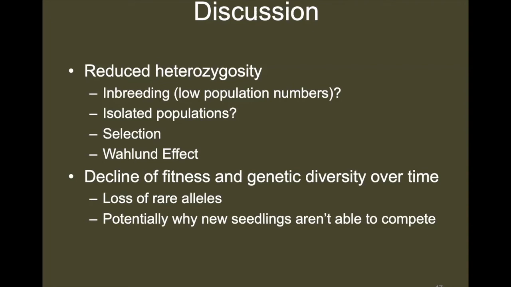But what we can for sure say and attribute to a reduction in heterozygosity is that there is going to be a general decline of fitness and genetic diversity over time. With a reduction in heterozygosity, you can expect to see the loss of rare alleles in future generations, and maybe by reducing the genetic variation and genetic diversity in these populations through our thinning regimes, we're potentially contributing to the oak bottleneck issue, where these seedlings, we're reducing their fitness and their adaptability, and they aren't able to compete against other species like maple and beech.